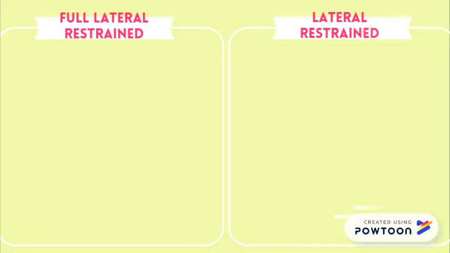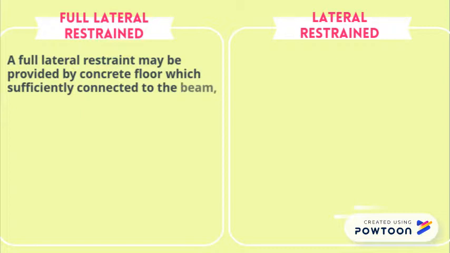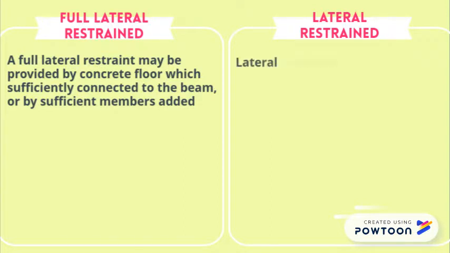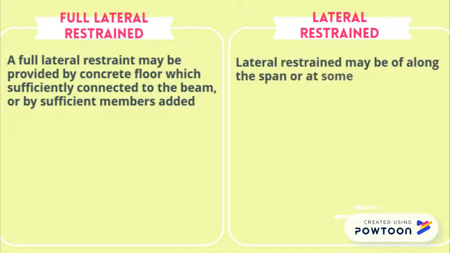Even though they look almost similar, there are a few differences between full lateral restrained beam and lateral restrained beam. A full lateral restraint may be provided by a concrete floor which is sufficiently connected to the beam, or by sufficient members added. A lateral restraint may be along the span or at some points along the span.